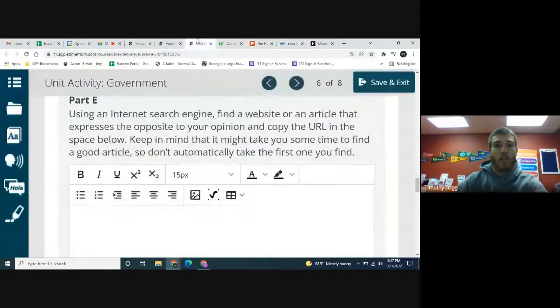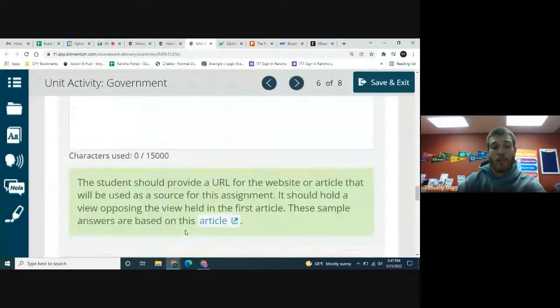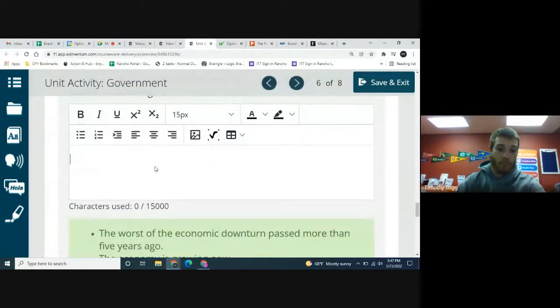So then you want to use a total of three main points, and that's going to be in part F. Okay, so I've given you two. You need to find a third.